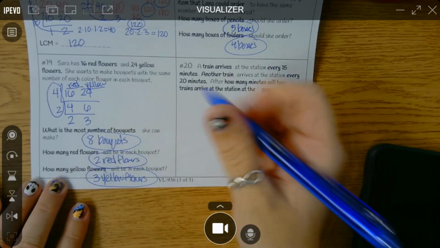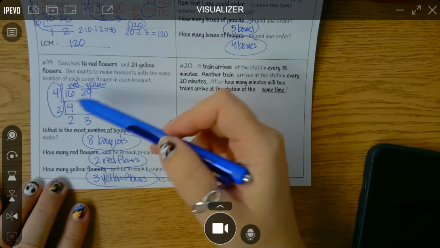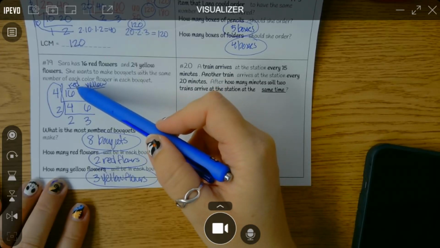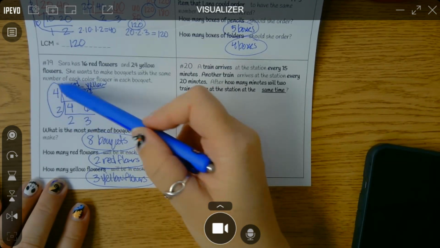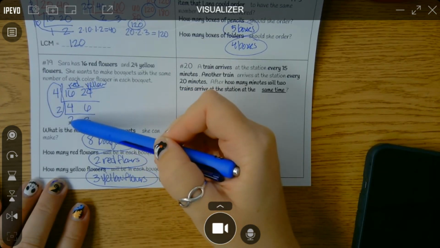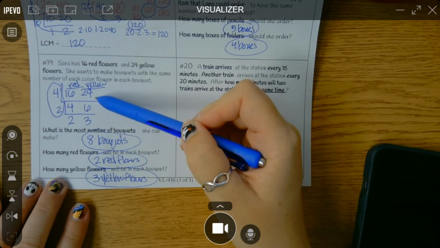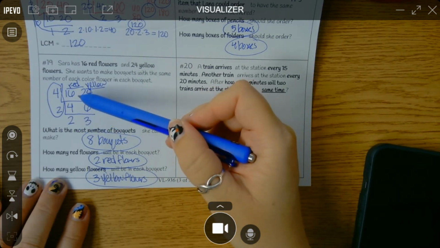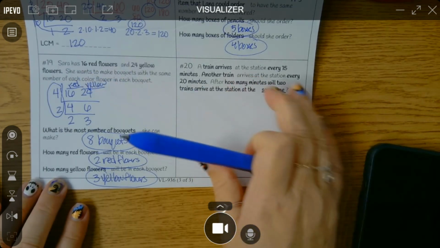Do you want to know something cool? Look at this. 24 is talking about the yellow, so 3 yellow flowers. 16 is talking about the red, so 2 red flowers. Because here's your GCF, right? 8 times 2 gives you 16, and 8 times 3 gives you 24. And so the number right beneath it, that's what tells you how many you're going to have for each of those. That's different from this one.